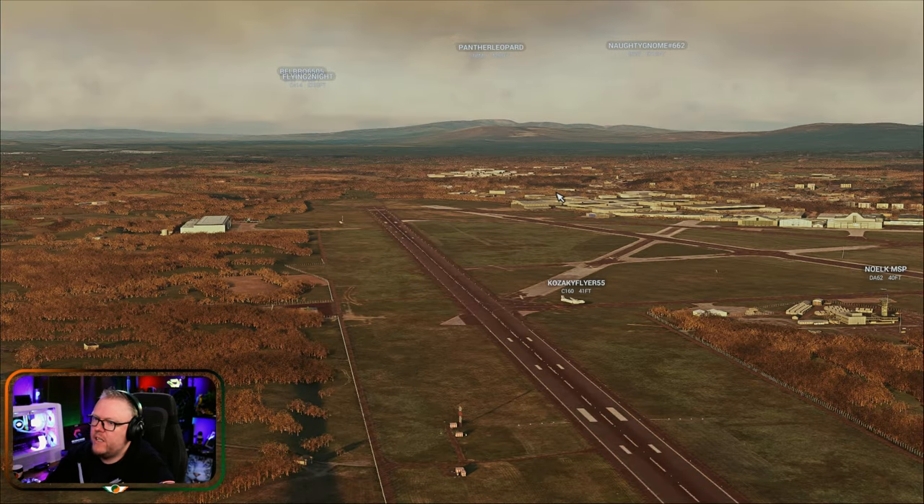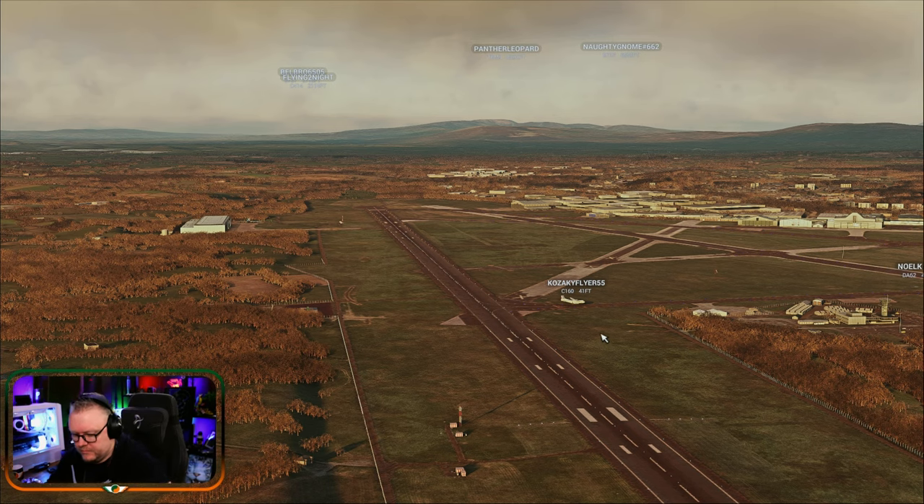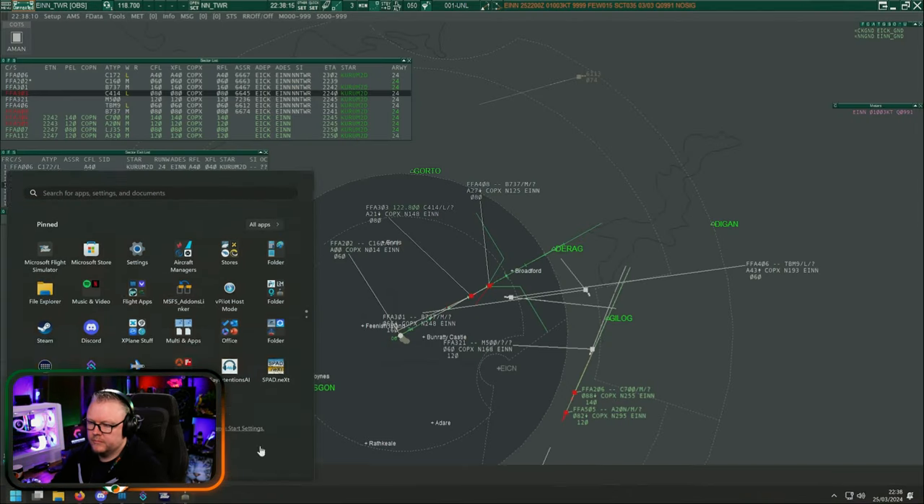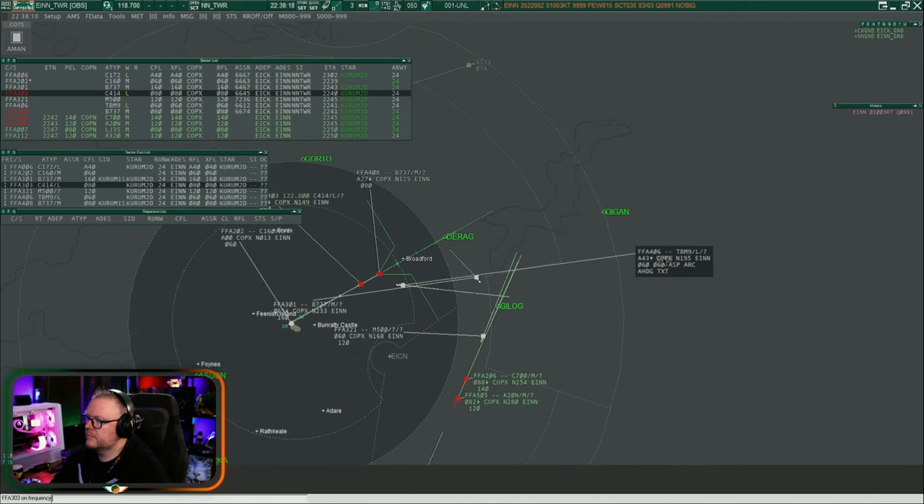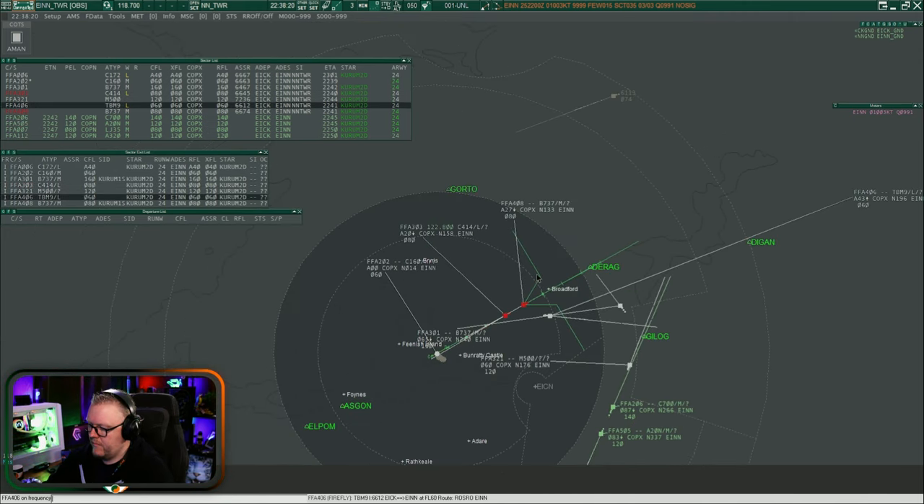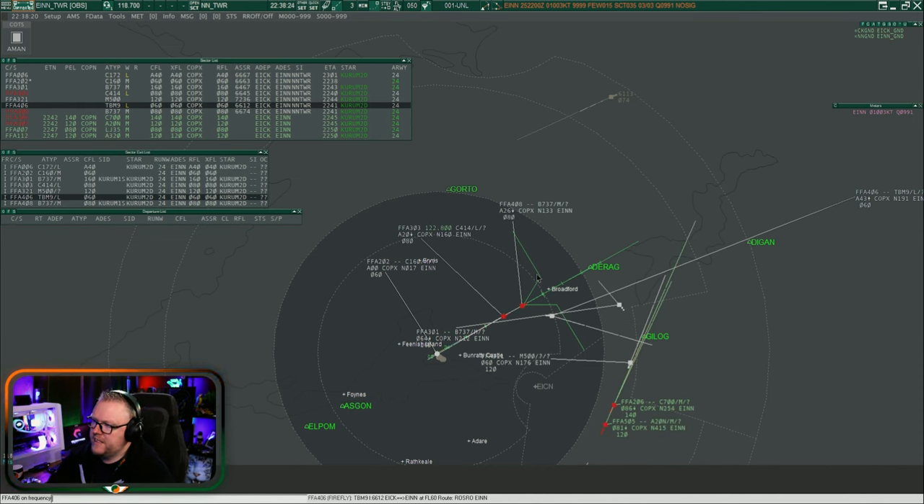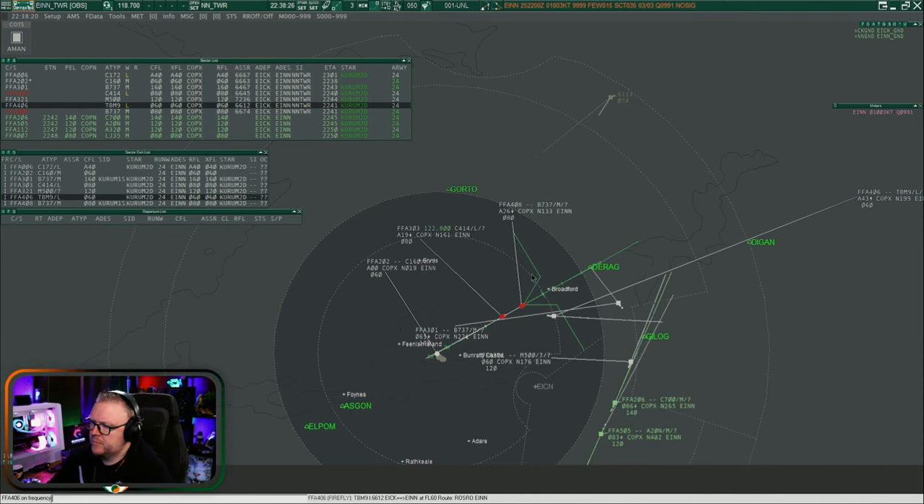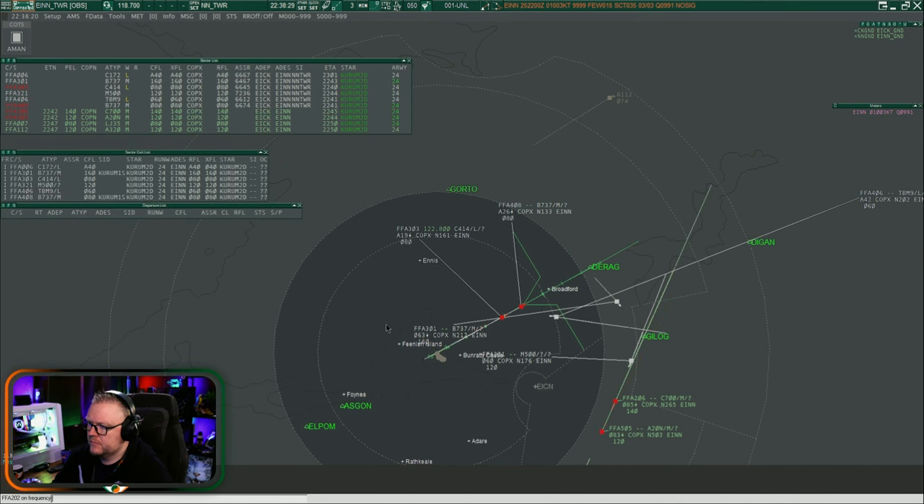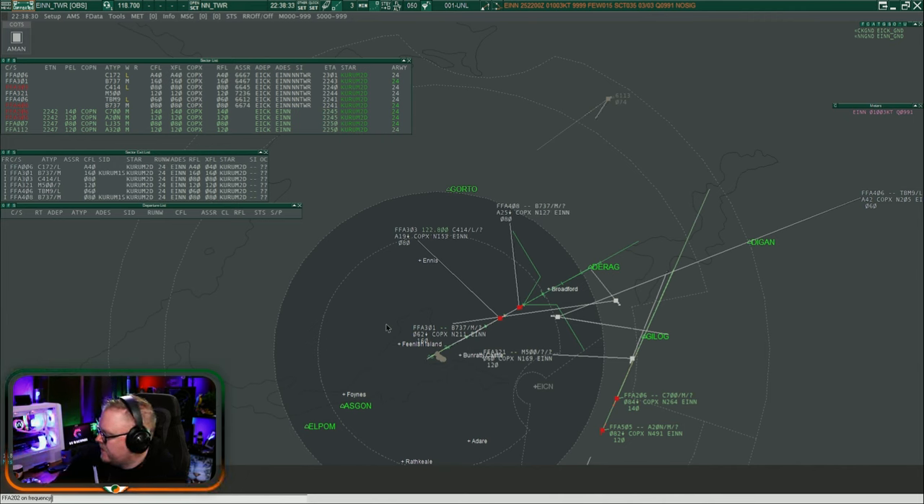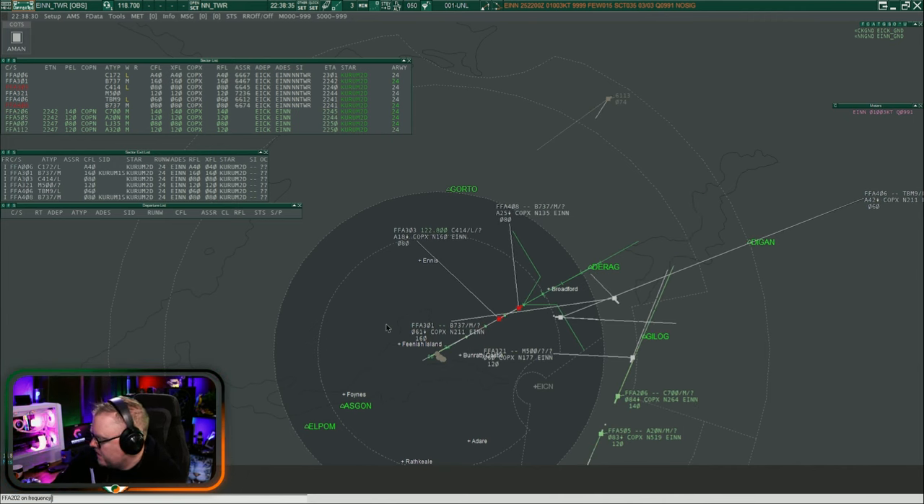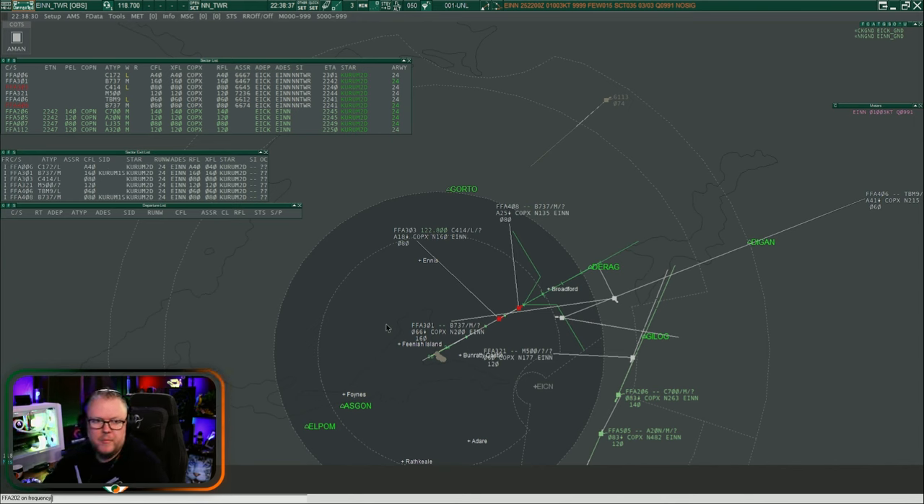Firefly 303, winds 010, 4 knots, runway 24, clear to land. Maintaining 090 and 4,000. Firefly 303, winds 010, 3 knots, runway 24, clear to land. Clear to land, Firefly 303. Firefly 202, contact Shannon Ground, 122, correction, 121.8. Bye-bye.